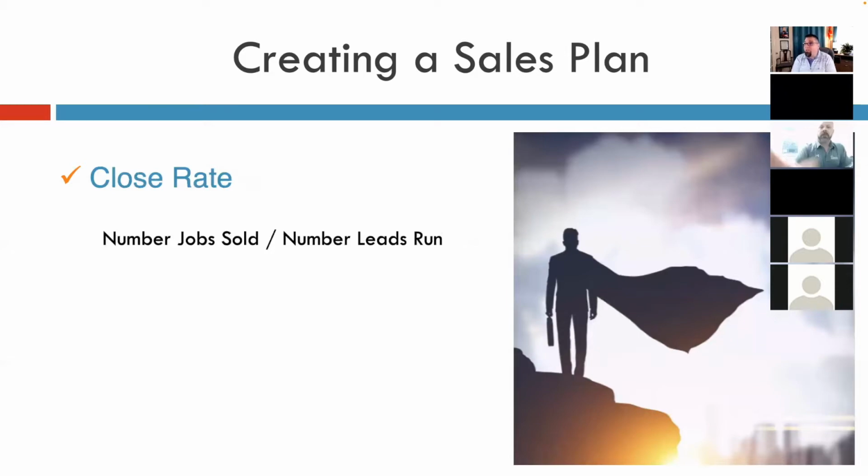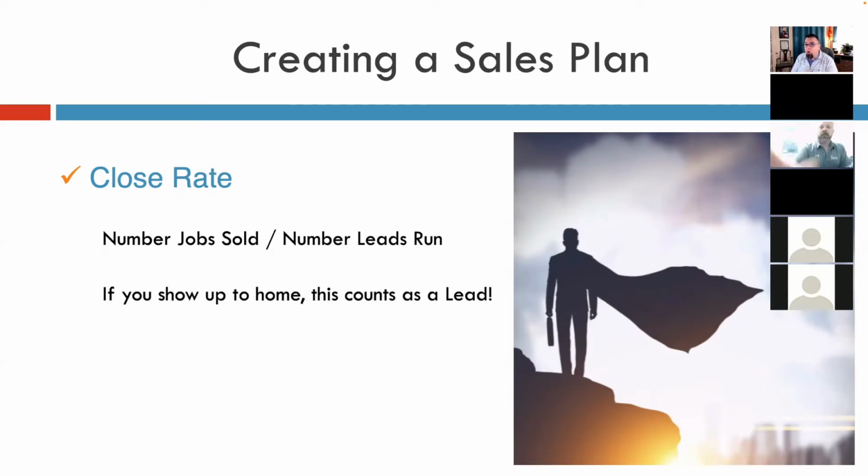So if my average sale was $10,000 and I didn't run very many leads, okay, that's probably really good. If I ran a crap load of leads and my close rate was really bad, maybe $10,000 per sale is not good, right? And your close rate is your number of jobs sold divided by the number of leads you run, all right? You're not Superman. If you've never tracked this, it can be eye-opening, all right?